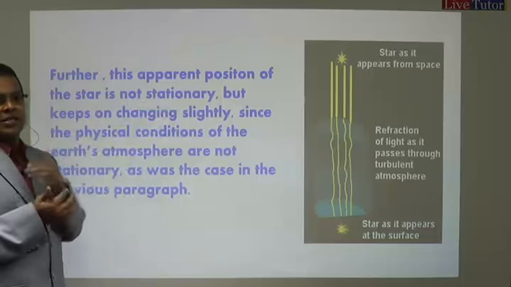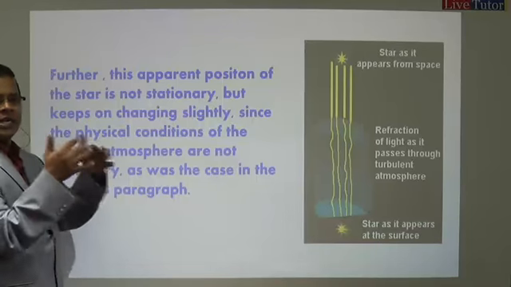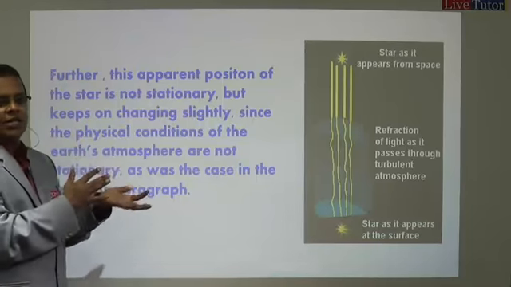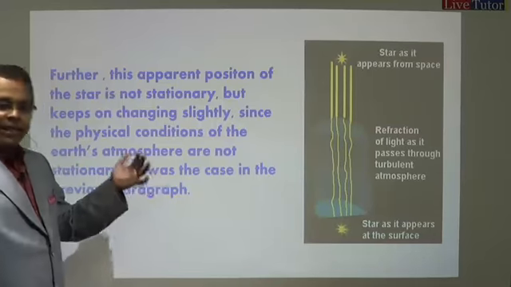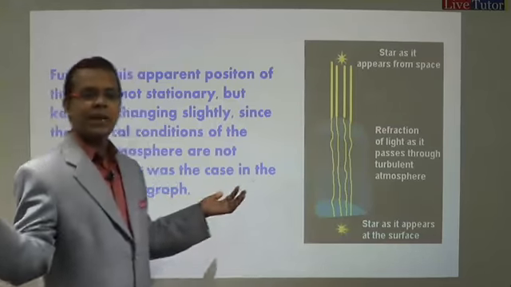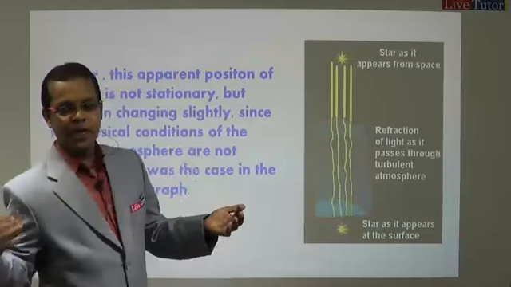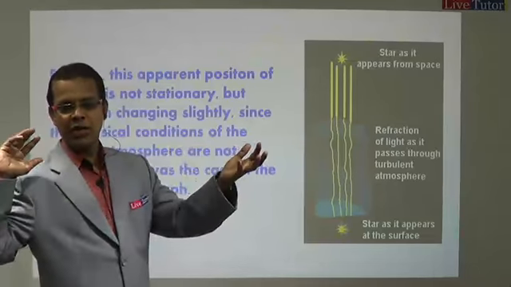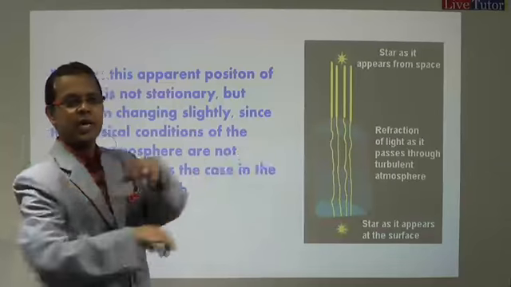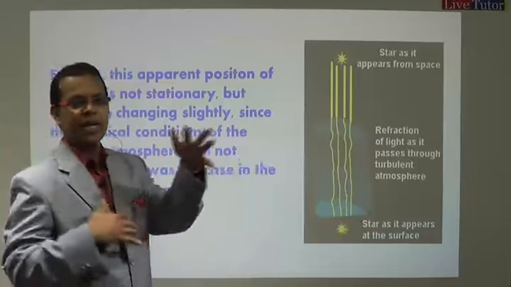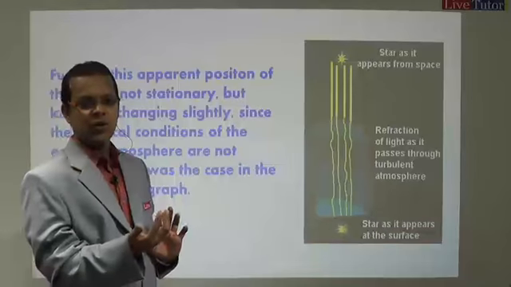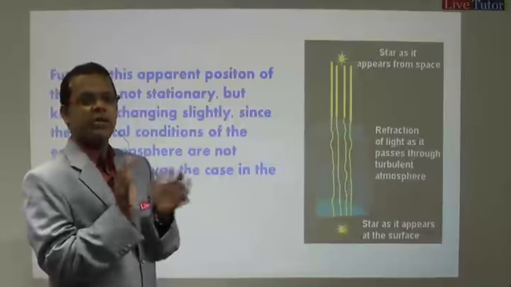It keeps on changing, isn't it? The physical conditions of the Earth's atmosphere are not stationary, because different regions have different temperatures. Say for America it will be very chill, for India it will be very hot. So due to that, what will happen? The air will keep on circulating throughout the Earth. The atmospheric air keeps on circulating, so the physical conditions keep on changing.